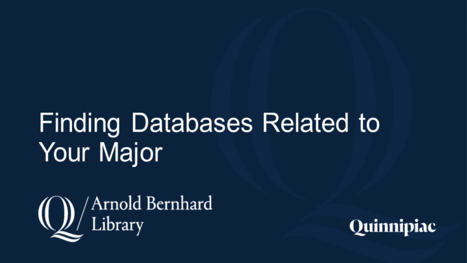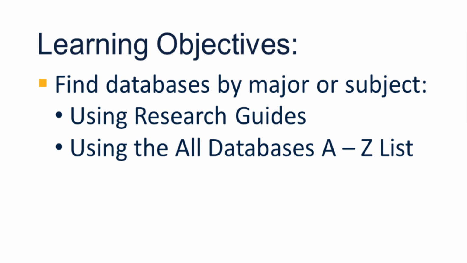Welcome to the Arnold Bernhard Library's video on finding databases related to your major. Often you'll get assignments to connect what you're learning in a class to your major. You'll learn two ways to find databases that have articles from sources focused on an academic discipline or major or subject. Research guides are the first recommended method of finding discipline-specific databases.